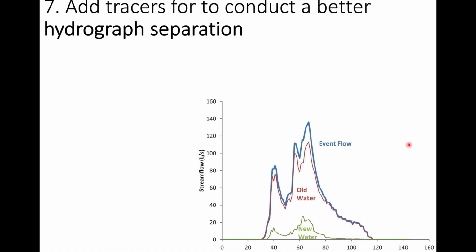We can also use the stable isotopes of water itself to do a similar separation. And the mechanics of how we actually use these tracers and do the separations are beyond what I'm going to talk about today, but I want to give you an illustration of what that allows us to do. As shown in this example hydrograph, one of the ways we can use tracers to do a better hydrograph separation is to separate old water and new water in the stream during the storm.